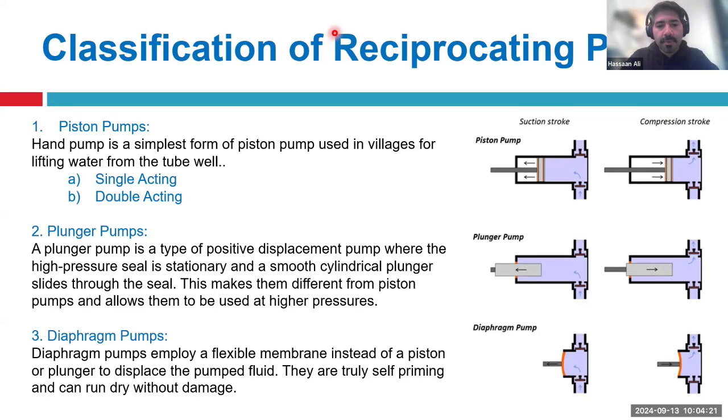Then there are plunger pumps. Essentially, plunger pumps also work on a similar principle as the piston pumps. You will have a suction stroke and a discharge stroke. The only difference is that it has a high pressure seal, which you can see right over here.